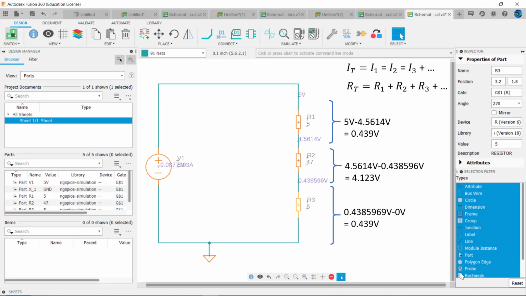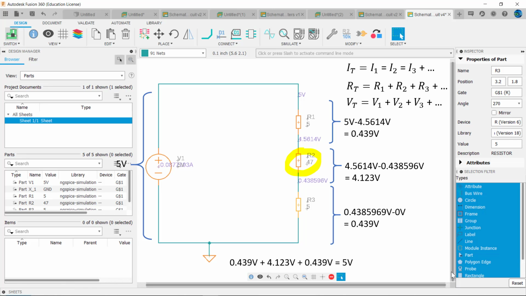The voltage transition across R3 is from 0.438596 volts to ground, or 0 volts, which is 0.438596 volts minus 0 volts, or 0.439 volts. Notice the sum of the voltage drops across each device equals the total voltage. Mathematically, we would say VT equals V1 plus V2 plus V3, and so on. Another characteristic of devices in series is that the largest resistance will always exhibit the largest volt drop.